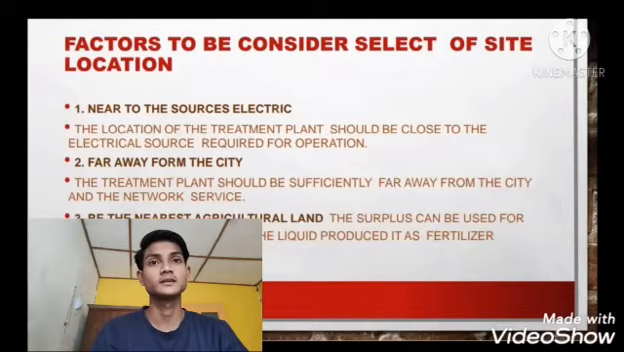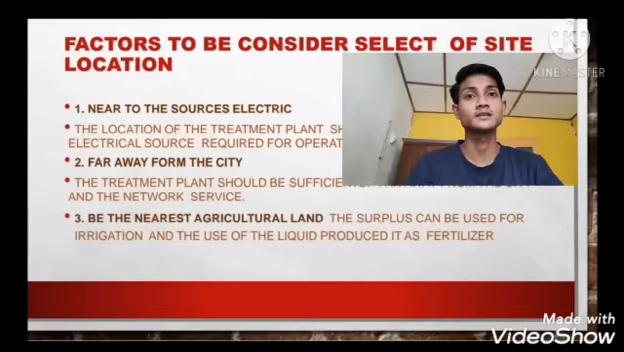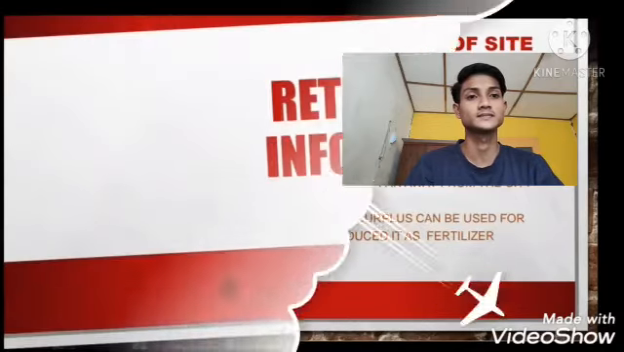Second, far away from the city. The treatment plant should be sufficiently far away from the city and the network service. And the third is being near agricultural land. The surplus can be used for irrigation, and the liquid produced can be used as fertilizer.